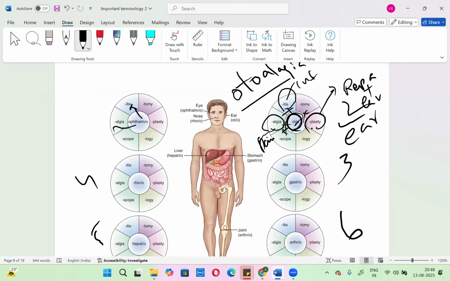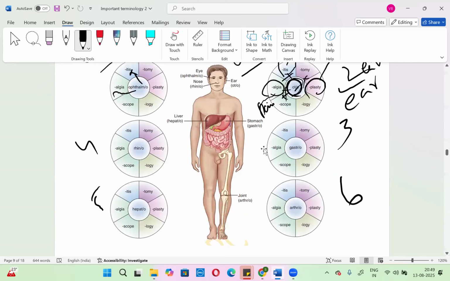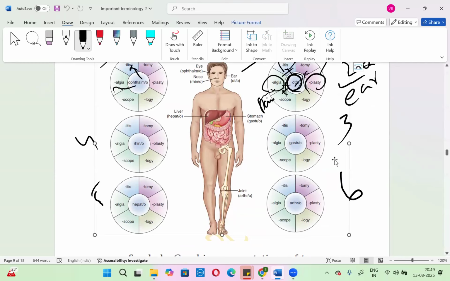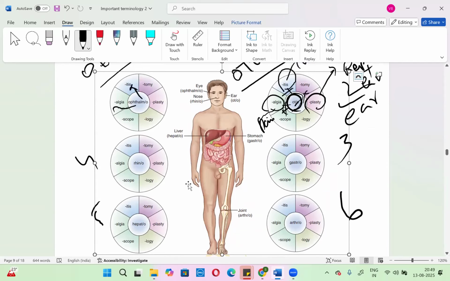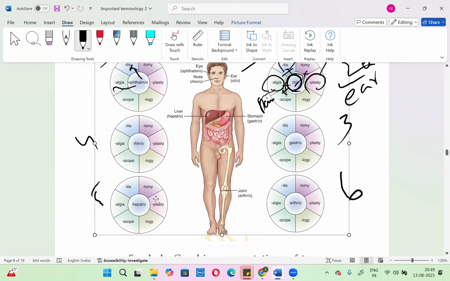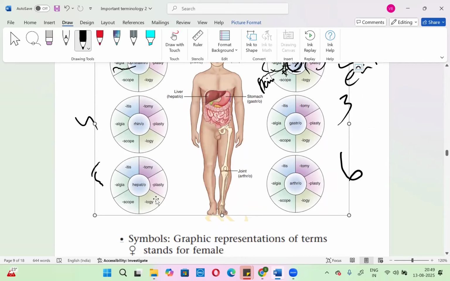Very good. Perfect. Okay. Similarly, auto plus scopy. Otoscopy is nothing but examination of the ear. So like that we have other terms also, rhino, gastro. Once you get these notes, you can practice from your end. So now I'll give just one more example.